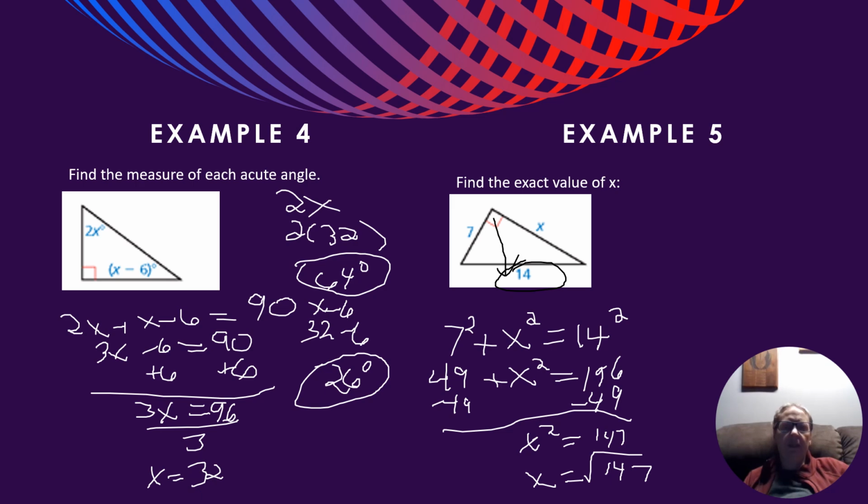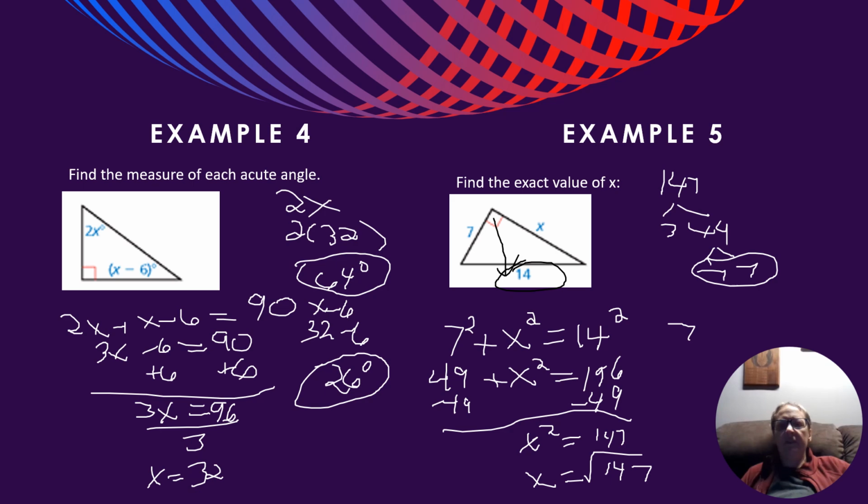So 7, 8, 9, 10, 11, 12. So that is divisible by 3. 147 divided by 3. So 147 is 3 times 49, and 49 is 7 times 7. So this can simplify. A 7 comes out. So I have 7 square root of 3 as my final answer. And that's what it means by the exact value of x.